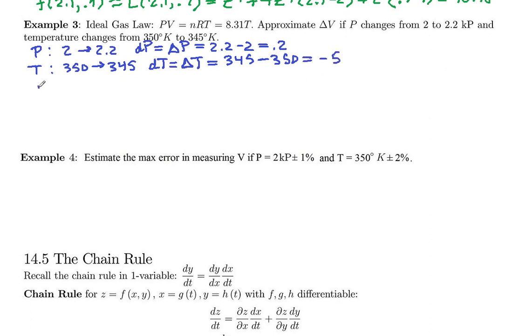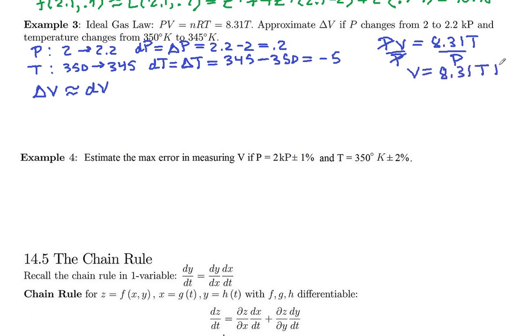Okay, and then our delta V, we're approximating that, is going to be approximately equal to dV, which is the differential of V. So we first need to solve this equation for V. So we've got PV equals 8.31 T. And then we can divide both sides by P. So V is 8.31 T over P. Or if you want, V is going to be 8.31 T times P to the -1 power. So that's our function V.